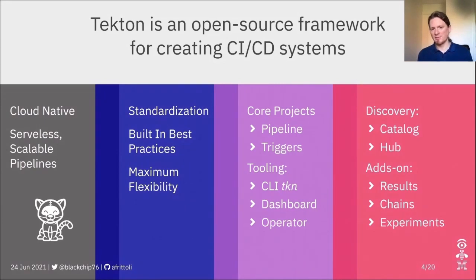So Tekton is actually made of a combination of projects. Pipeline and Triggers are the core components. We have tooling like the CLI called tkn, a nice dashboard, and an operator to manage the installation and upgrades of Tekton. For discovery of tasks, we have Catalog and Hub. We'll discuss them later in more detail. And we also have several add-ons like the Results project, Chains, and multiple experiments that we are running.